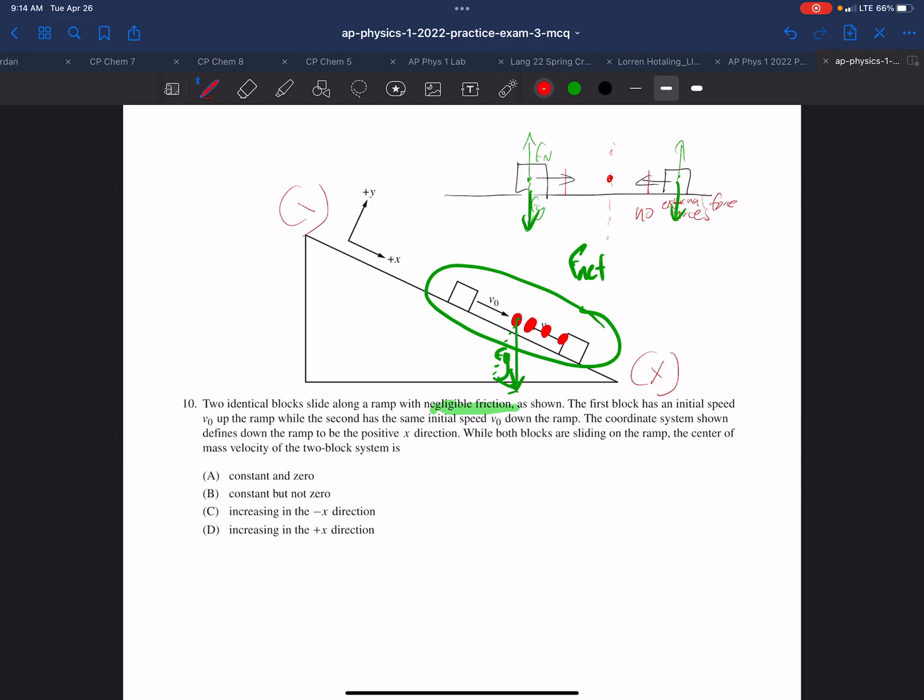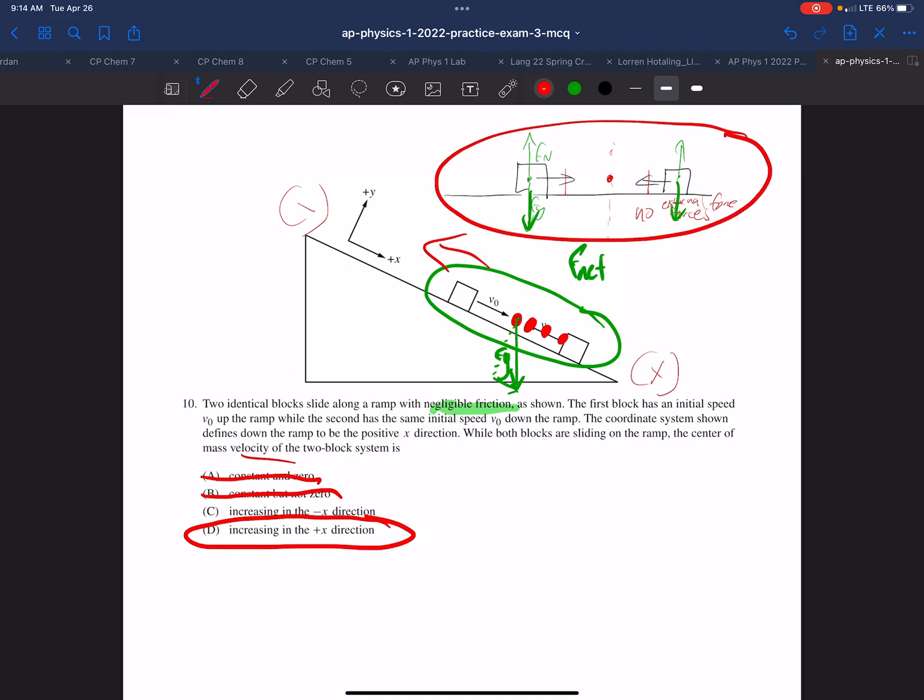move down the hill, and therefore the center of mass velocity of the system will not be constant and not zero. It's not constant. It's not moving up the hill, it is moving down the hill. And again, that's because when we look at it horizontally, there is no net external force. But when we look at it going down the inclined plane, the net external force is not zero, and therefore there's acceleration down the inclined plane.